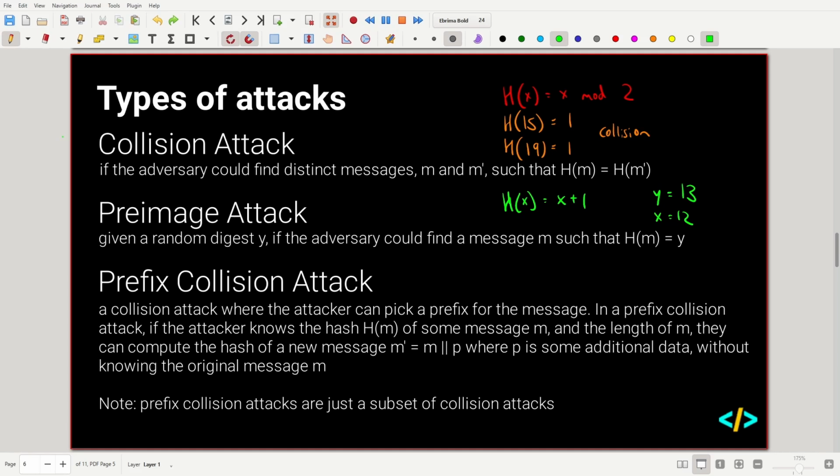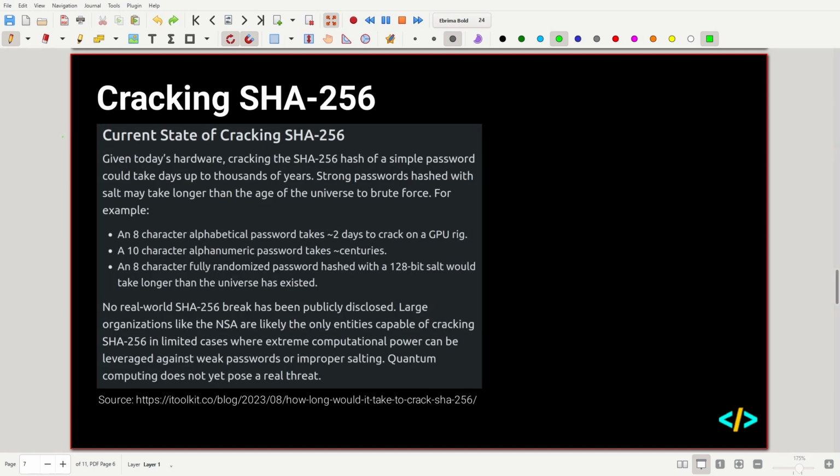I've not exactly got an example prepared for this, but if anyone does think of one, feel free to drop it in the chat. But yeah, this is just a subset of collision attacks, and I think these two are the main two that we want to be aware of, and the main two that we want to avoid. Yeah, cool. So this is just something I found quite interesting.